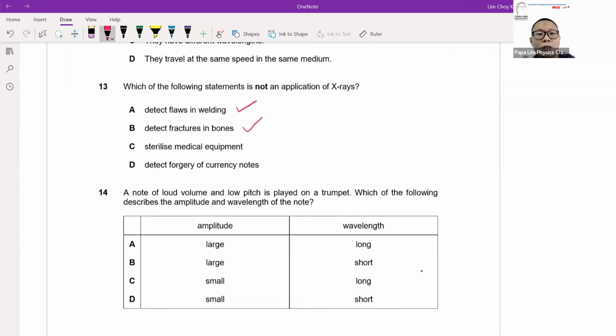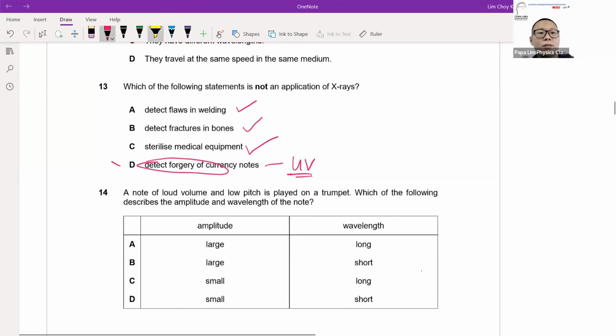X-ray can also be used to sterilize equipment because it is a high energy wave. I can use it to kill germs on medical equipment. Although it's not common, it still can be done. So the one that is not an application is definitely detecting forgery. For detecting forgery, we usually use UV ray, ultraviolet ray, the bluish purplish ray. That is one application that does not use X-ray. So the answer is D.